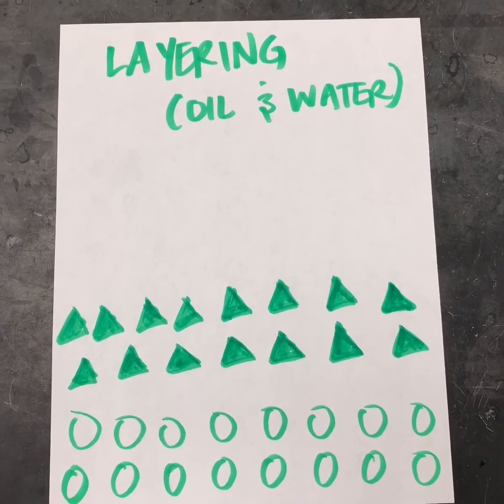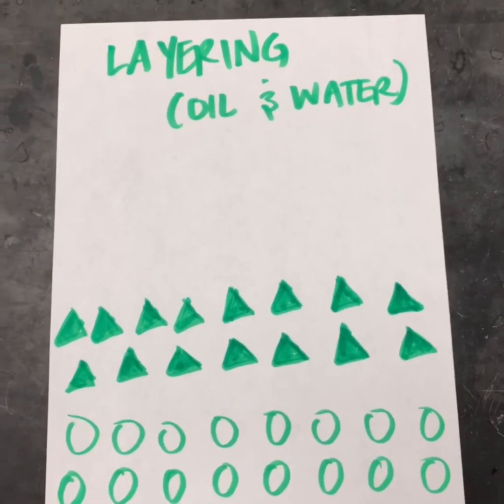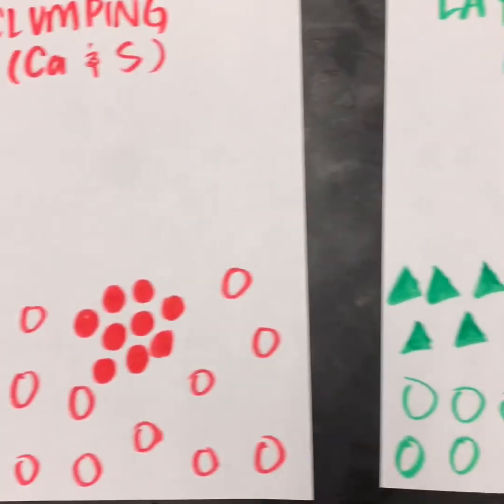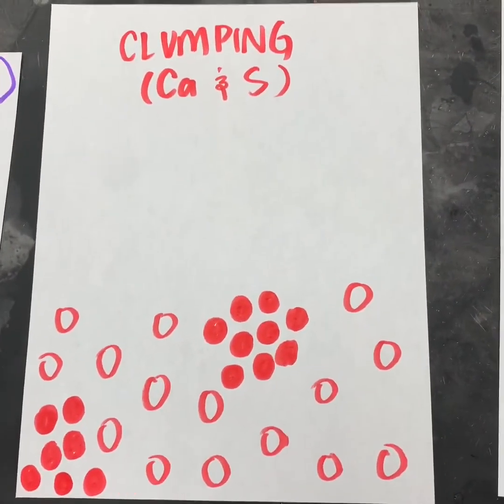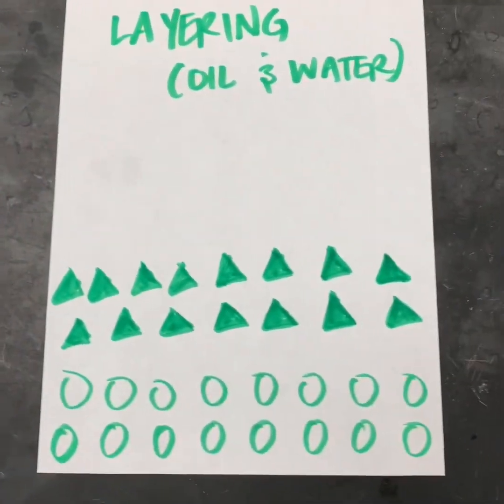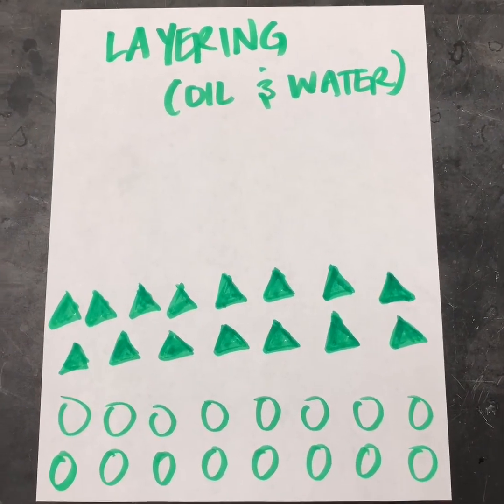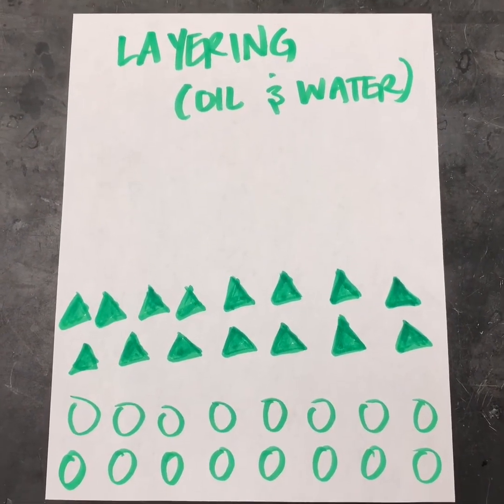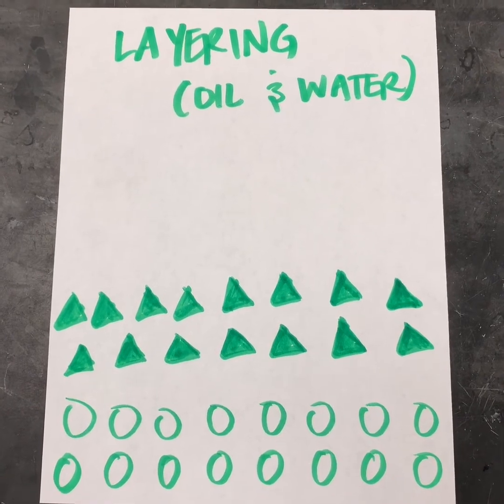We're going to see that here with heterogeneous mixtures. At the particle diagram level, we're going to be looking for layers and clumps. And at the macroscopic level, we will be able to see those layers and clumps. It will look different throughout. We will be able to see the different substances.